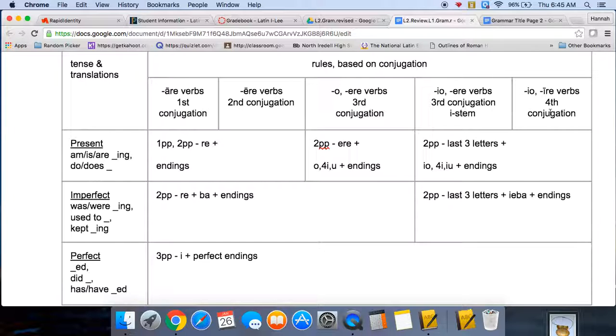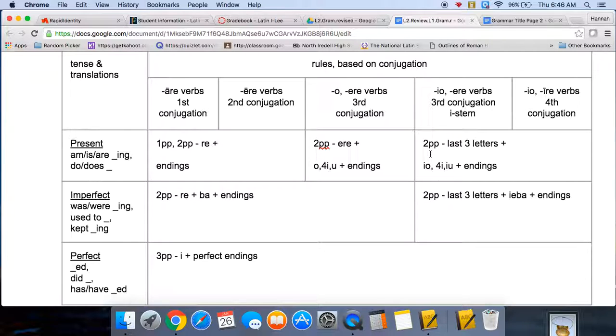Okay, then the last 2 categories of verbs are the third I stem and the fourth. Third I stem is recognized because it has an ERE for the 2 pp, but that's what makes it third, but it has an IO in the 1 pp. That IO means that it is I stem. Look at fourth conjugation. See how it has an I in front of the O? All fourth conjugation verbs are going to be IO, IRE verbs. So these third conjugation verbs want to be fourth, but technically they're not because they have ERE in the 2 pp spot. So they're going to kind of tweak the rules as we go with those.